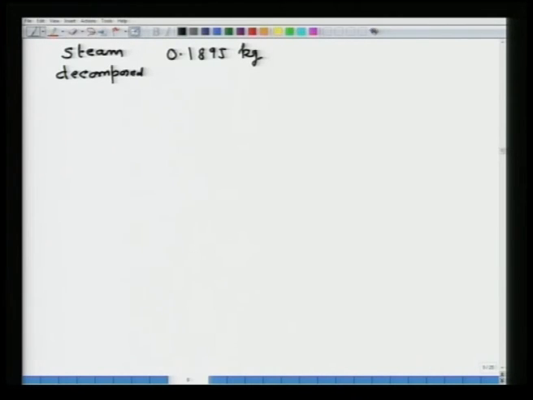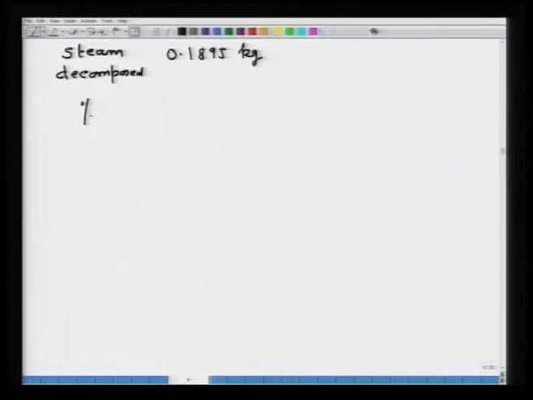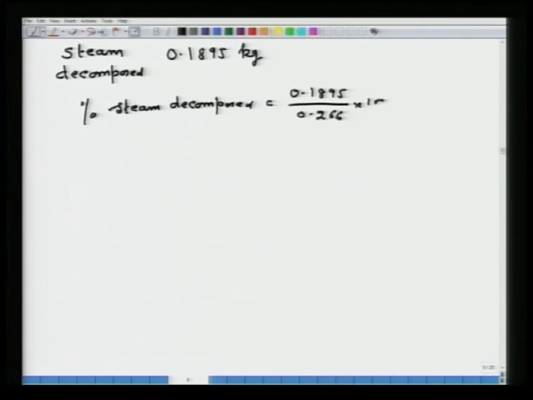Mind you, this steam which is decomposed will be available to you in H2, CH4 and other hydrocarbons of the producer gas. So, percent steam decomposed will be equal to 0.1895 divided by 0.266 into 100. So, the decomposed steam is 71.2%. So, this is the answer of this problem.